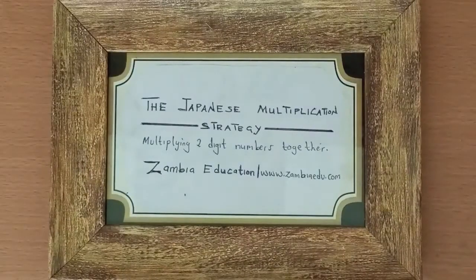Hello there. I would love to introduce you to a multiplication strategy called the Japanese multiplication strategy. It is called the Japanese multiplication strategy because it originates from Japan. It involves substituting numbers for straight lines. And in this video tutorial, we will focus on multiplying two-digit numbers together. Let's begin with our first example.